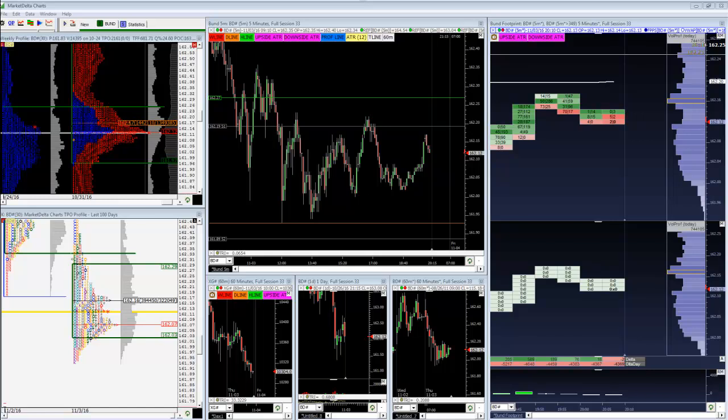So the next question when it comes to risk that I get a lot is, do I scale back in losing periods or do I scale up in winning periods?